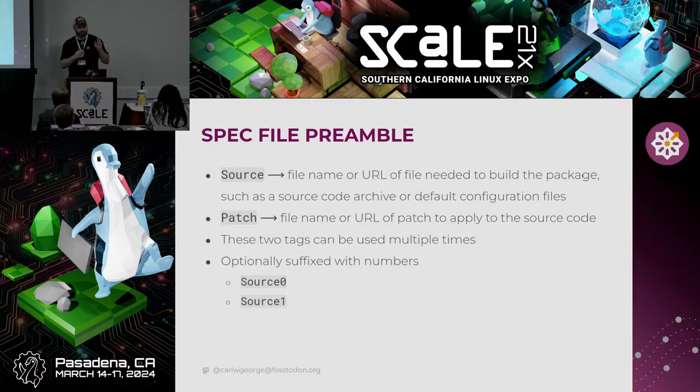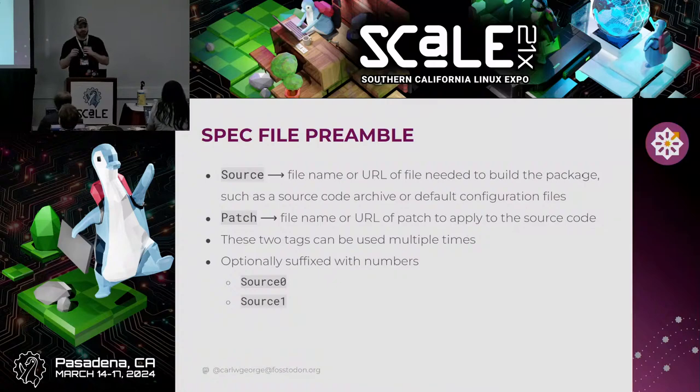Then you also have patch tags. These are similar to source. It's either a file name that you have right there alongside your spec file or a URL to a patch file that you're going to apply to the source code to make small changes. You can use both of these tags multiple times and optionally suffix them with digits.